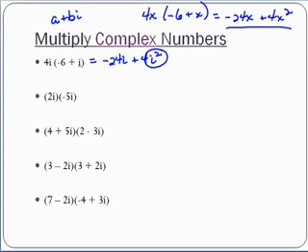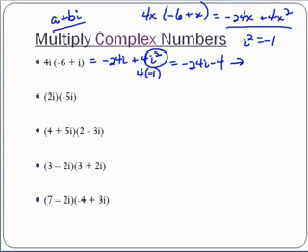Remember on the screen a couple of times ago, I told you to remember that i squared is negative 1. So if i squared is negative 1, I take out the i squared and replace it with a negative 1, and that then becomes a negative 4. So we get negative 24i minus 4. And our last step is to put it in the form a plus bi. So the negative 4 comes first, the real part first, the imaginary part second.